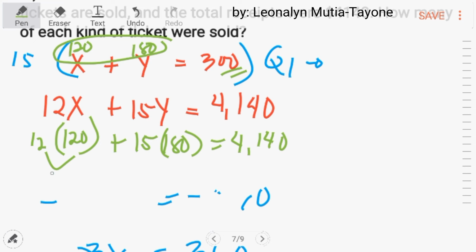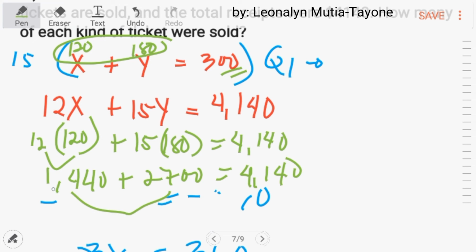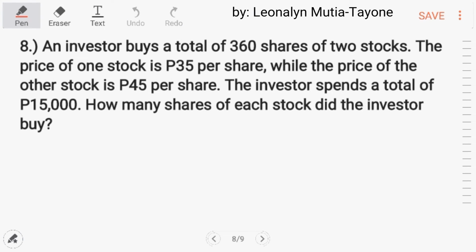Ito, 1,440 plus 2,700. So this is 1,440 plus 2,700, and that is 4,140. So tama ito.